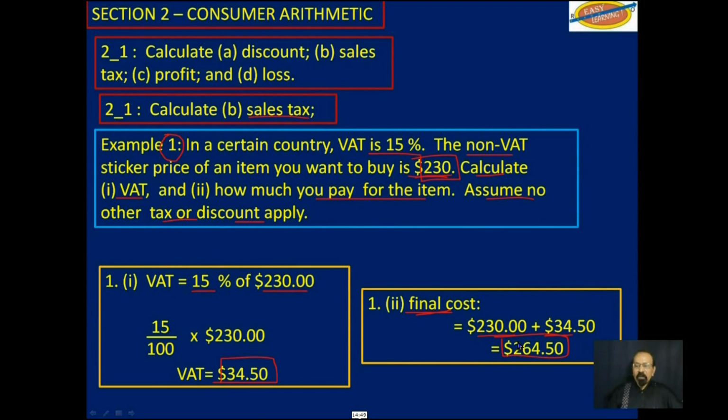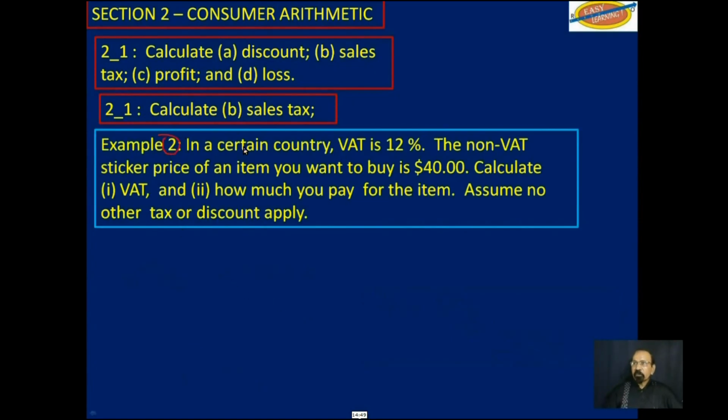They prefer to have the VAT added upfront. So when they go to the checkout, they just pay that price, which already includes the VAT. Because this could be confusing. Say you have $250, and when you go to the checkout, you find that you have to pay $34.50. So now it's $264.50, and you don't have the extra money. Okay.